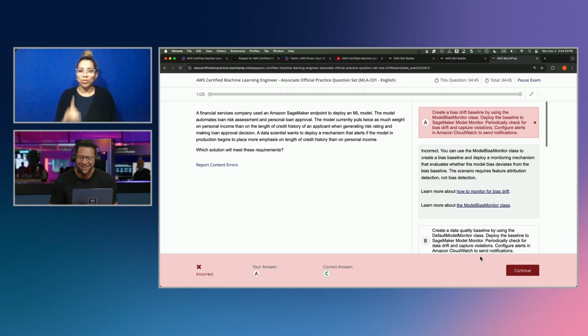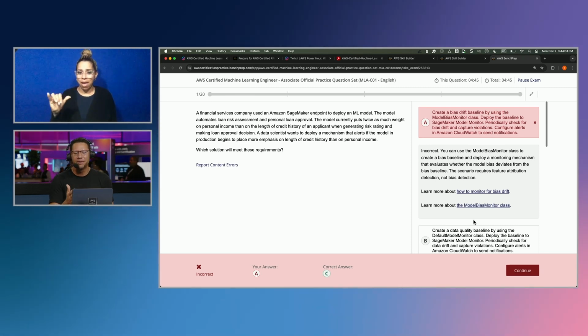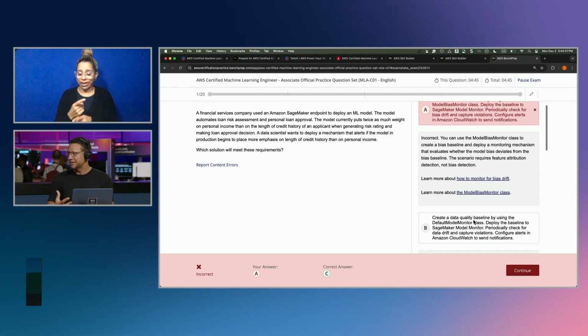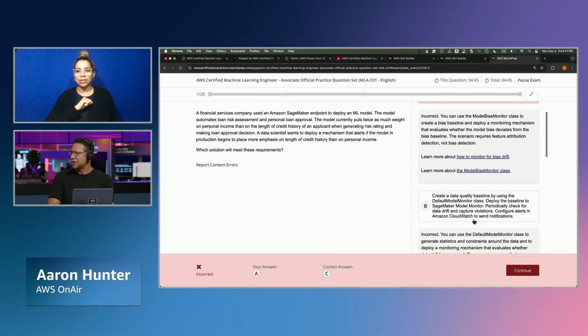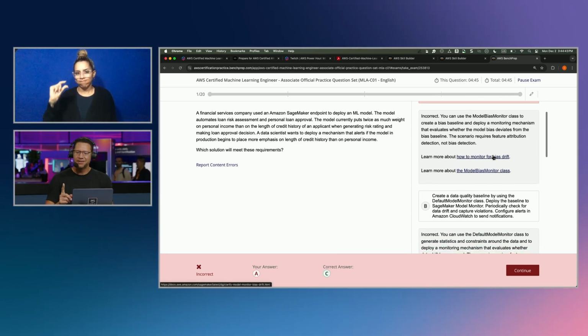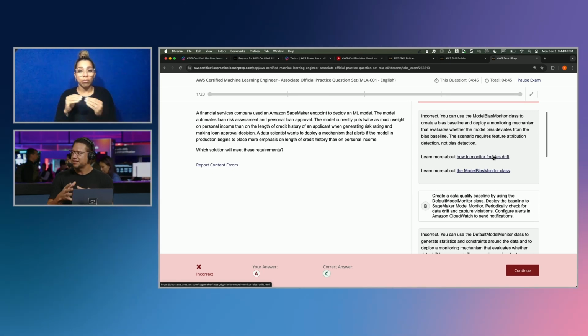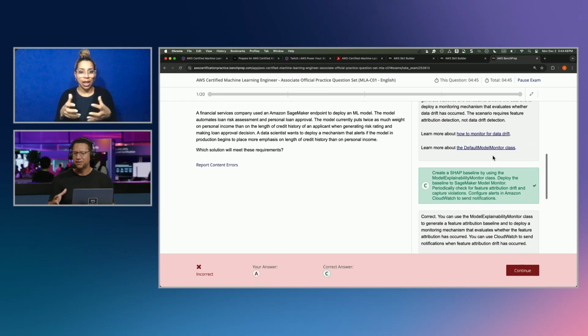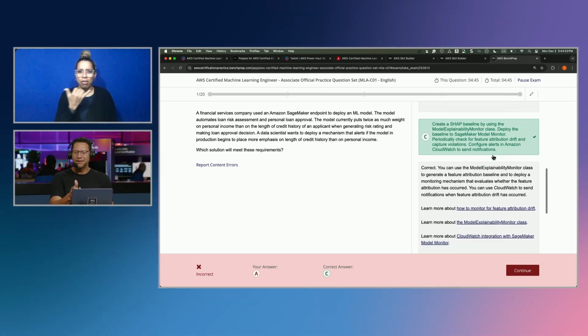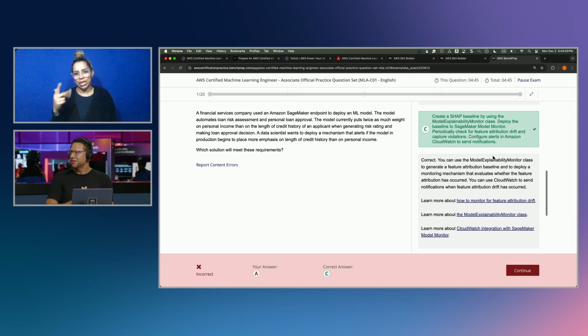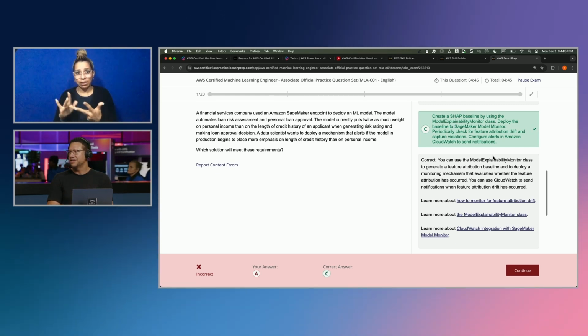Yeah. All right. So if we scroll down, we can see here on A, that was our guess. And it's giving us some links. So if we click on the link, it'll talk about how to monitor for bias drift. It'll talk about learning more for the model bias monitor class. But the correct answer is what we also want to learn, not just the correct answer, but why the incorrect answer is incorrect. So we have three links here. We can click on each of those, and we can learn more about it. We only covered one question, but how many more? There's 19 more.